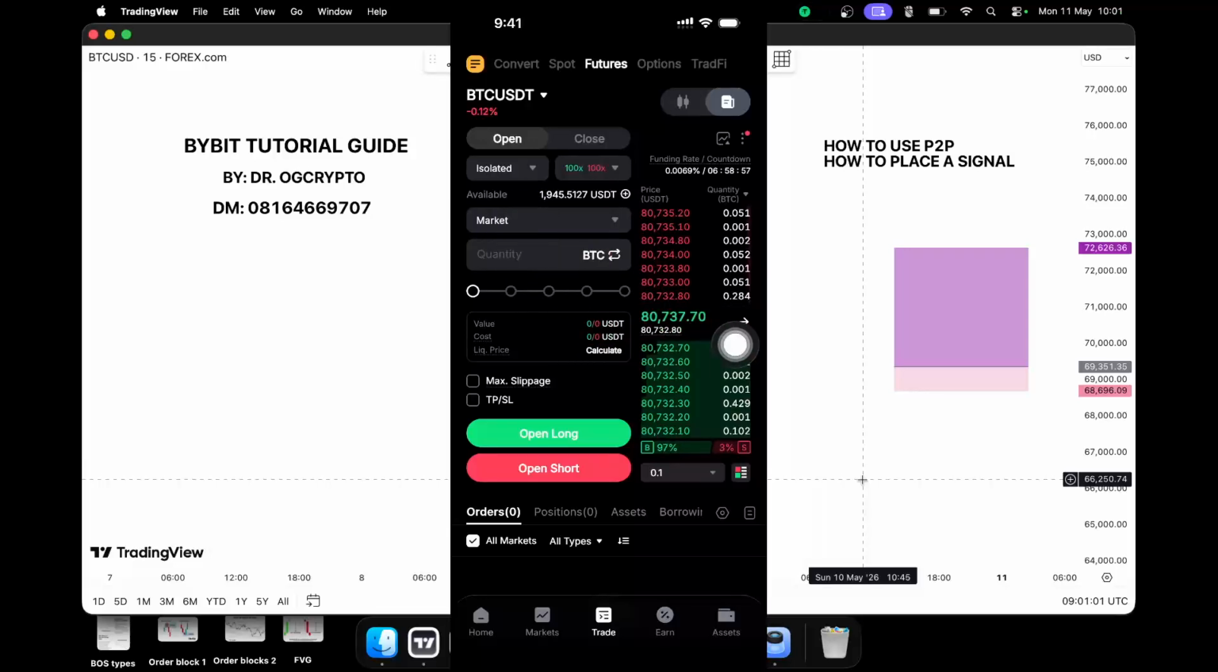Then since you locked it, the $10 extra that is generated, you cannot use that one too. So that is the advantage. That's what cross has over isolated.